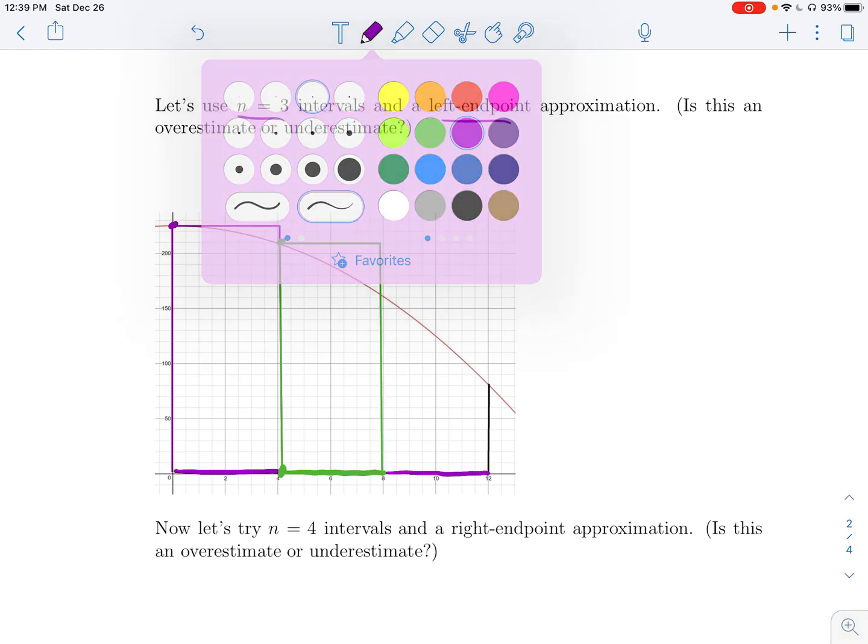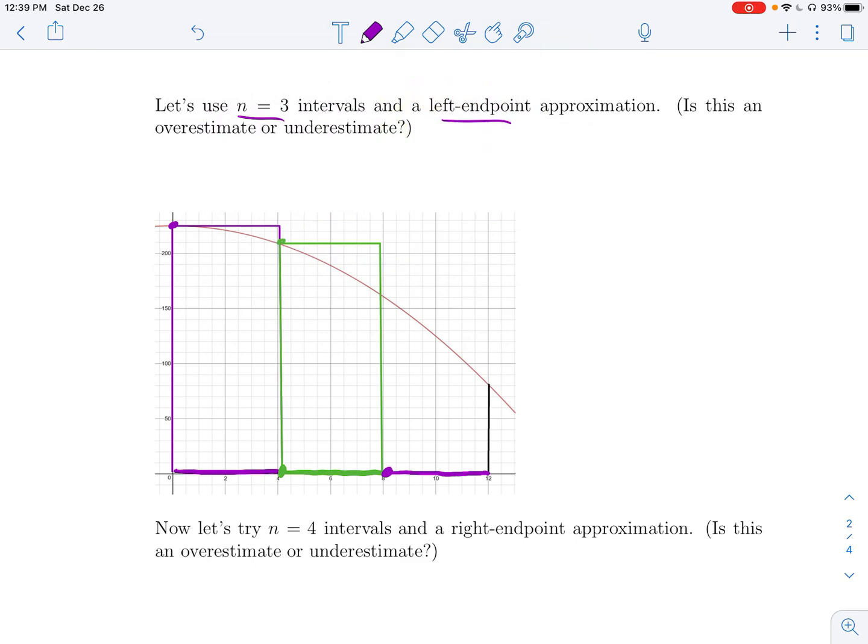Same thing over here. There's the left endpoint of the third interval. How tall is the graph at that left endpoint? Make that the height of my third rectangle. So we have 1, 2, 3 rectangles. And we just did a really simple, straightforward method of saying, let's just make this rectangle as tall as the graph is at the left endpoint.